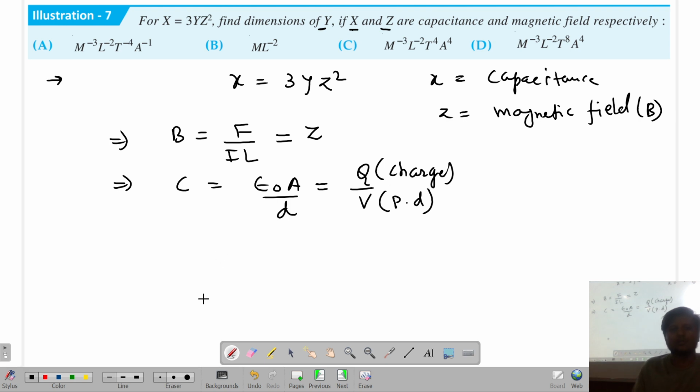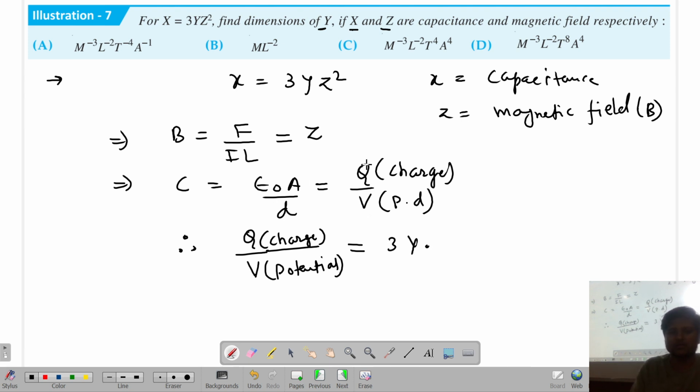Guys, what are you doing? Solve the problem now. So I can write X is my capacitance, so charge by potential, and that is equal to 3Y into Z, which is F by current into length L. Right or not?